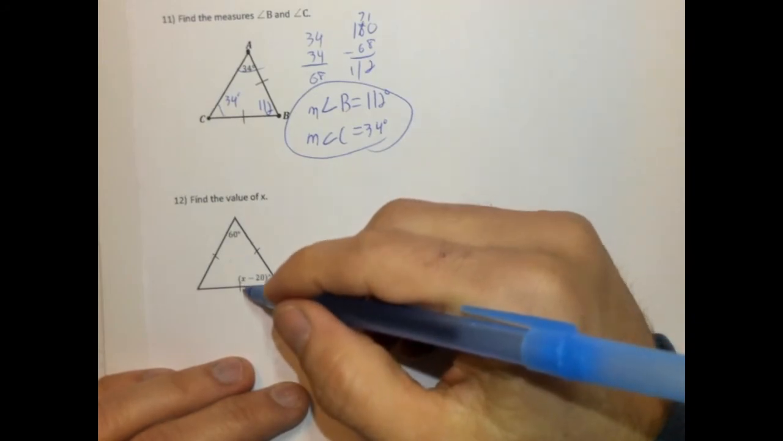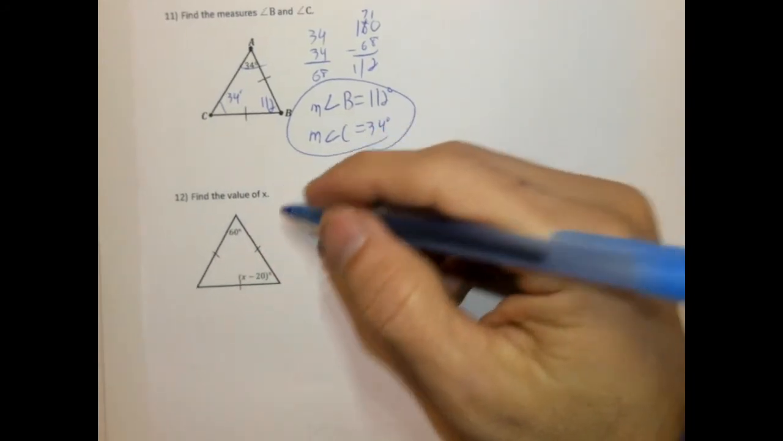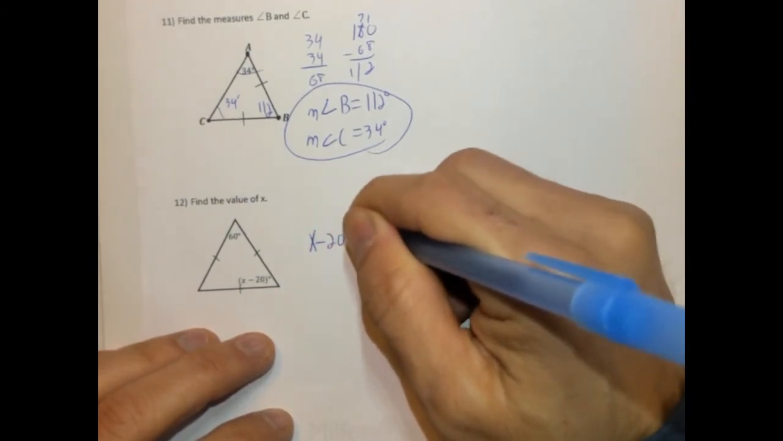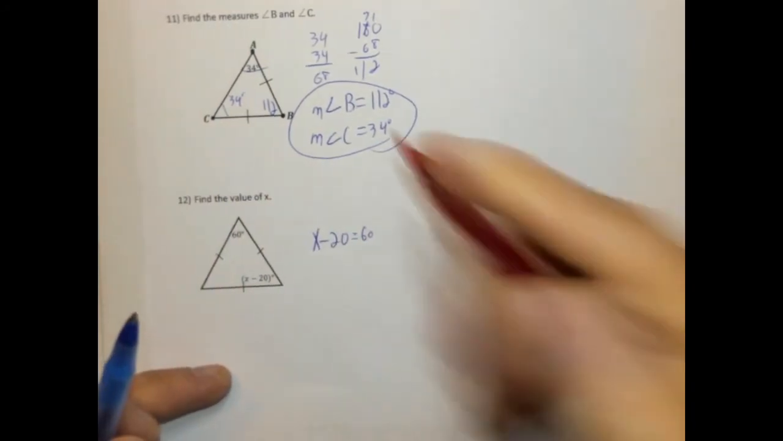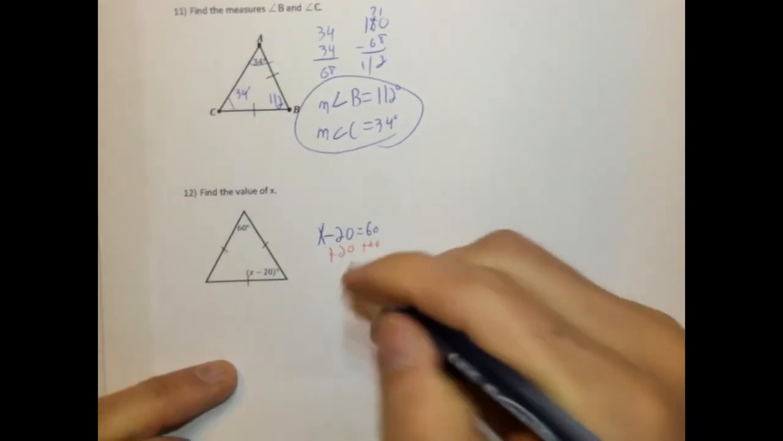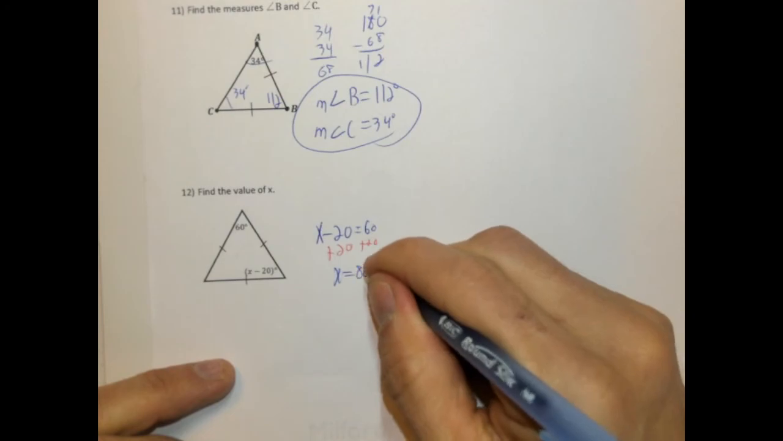This looks to be an equilateral triangle, so all the angles will be congruent. And they're all going to be 60. So x minus 20 equals 60 degrees. Solve for x. We're going to add 20 to both sides. x will be equal to 80 degrees.